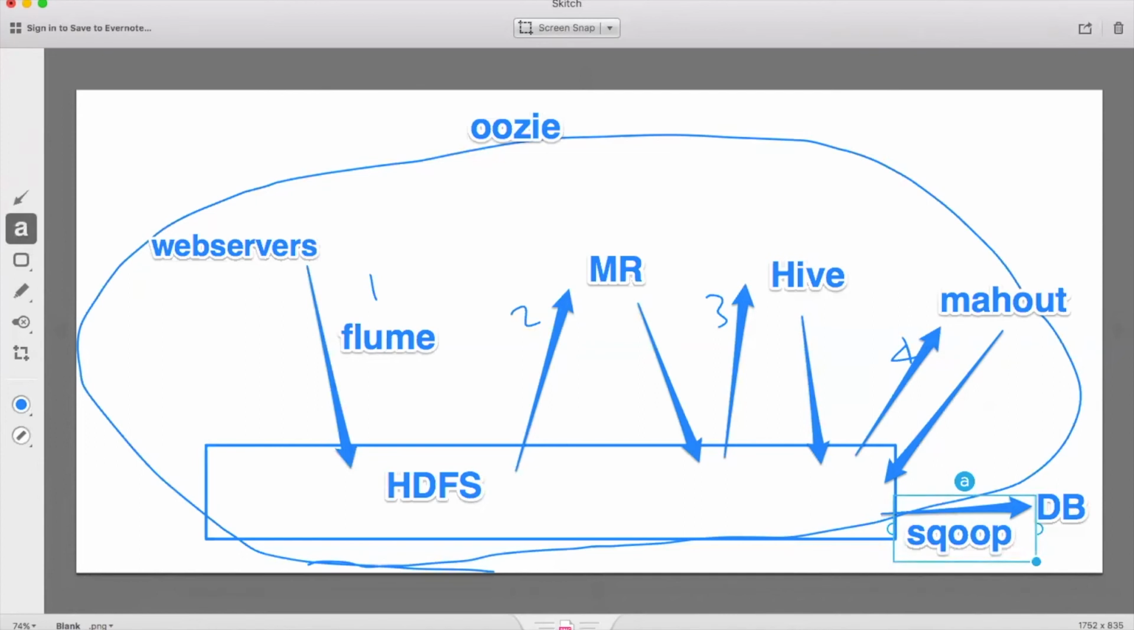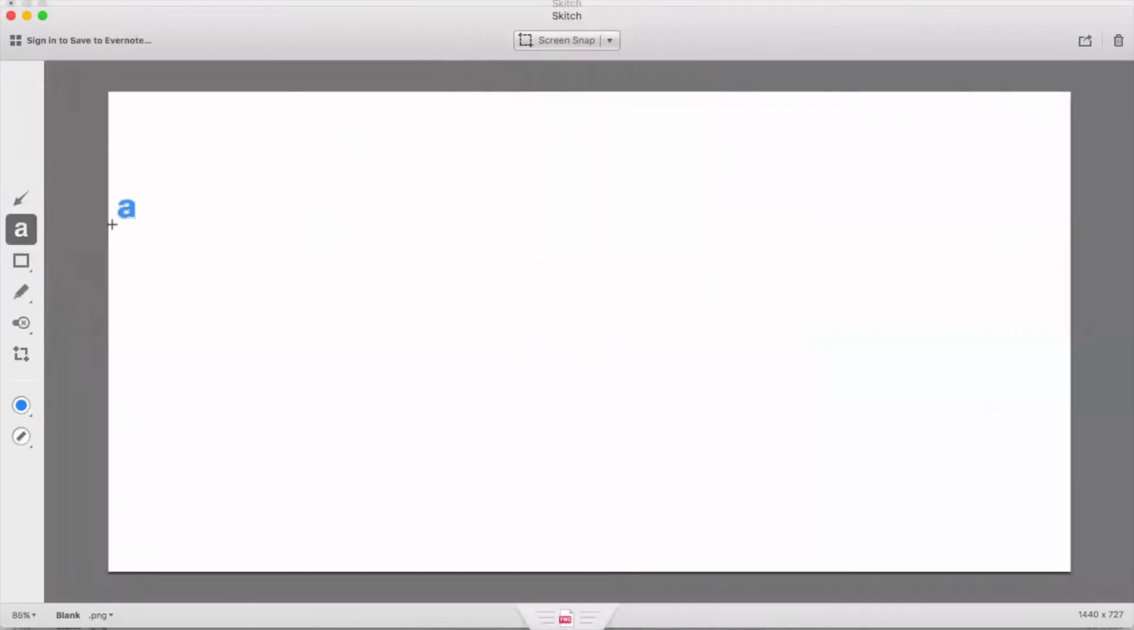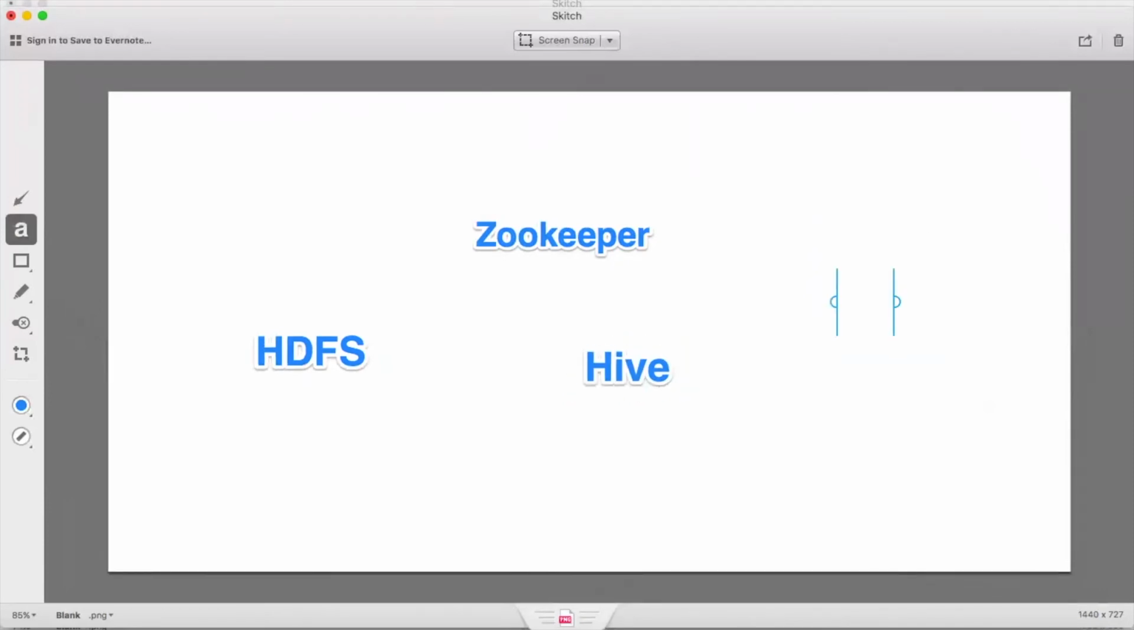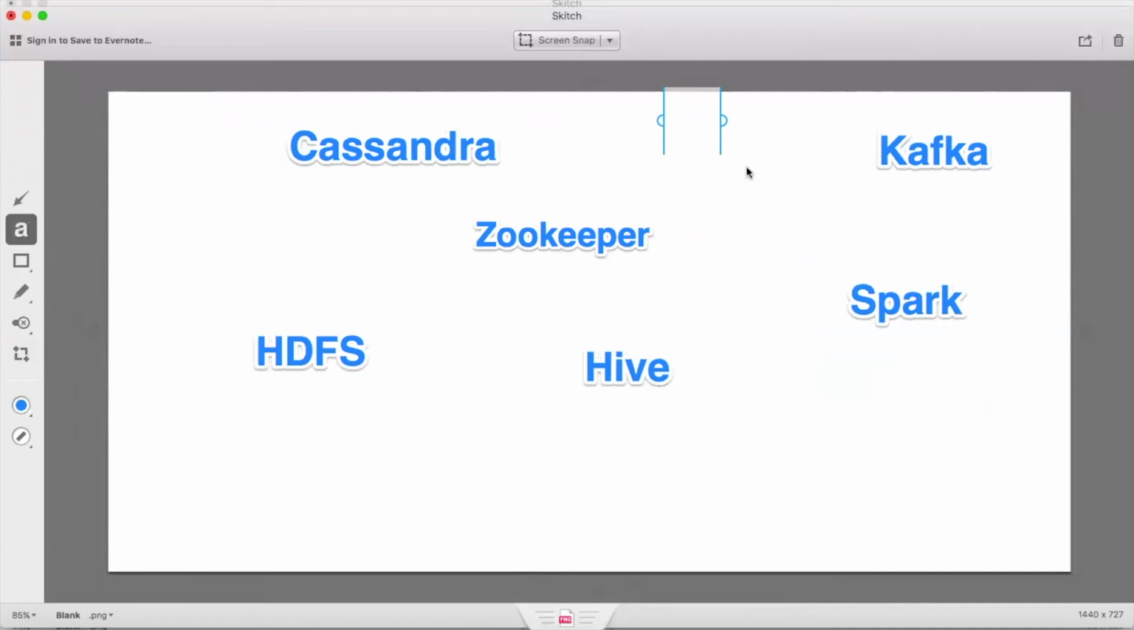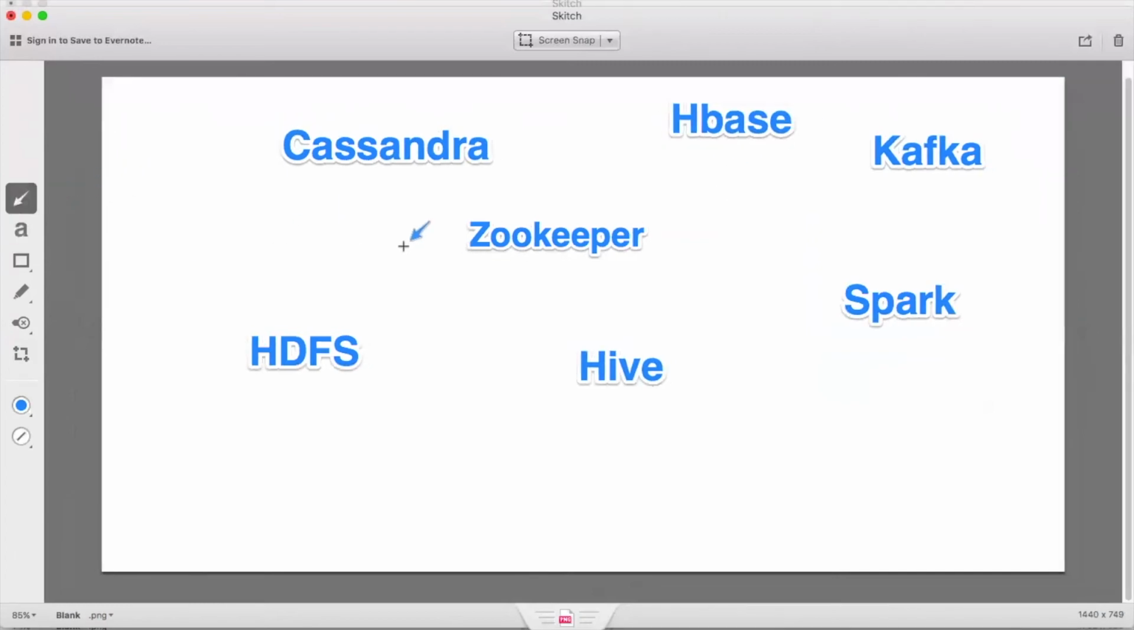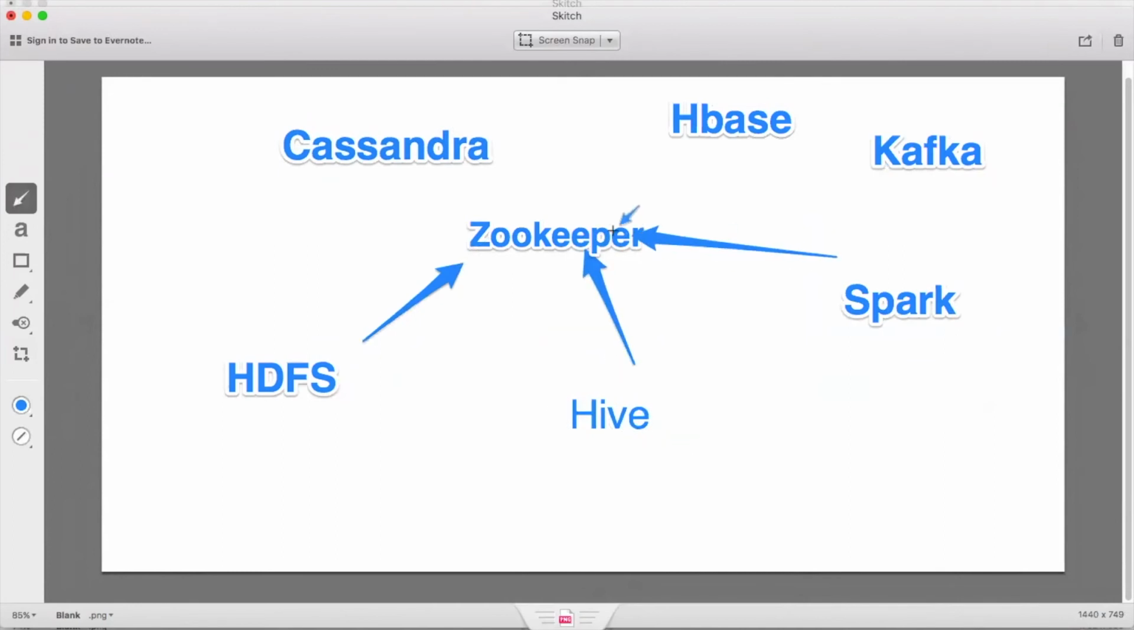A very good question, Tanmay. Thank you for asking. The question is where Zookeeper falls in the whole scheme of things. This is something I keep forgetting and don't put in this diagram. Zookeeper is an interesting tool. It is used by HDFS, by Hive, by Spark, by Kafka, by even Cassandra, and by HBase. They all use Zookeeper to coordinate.